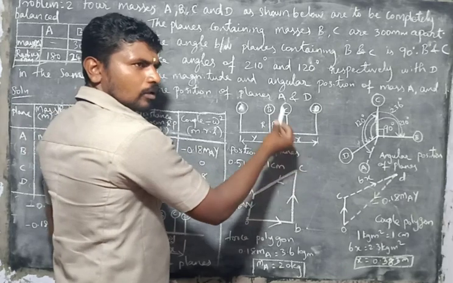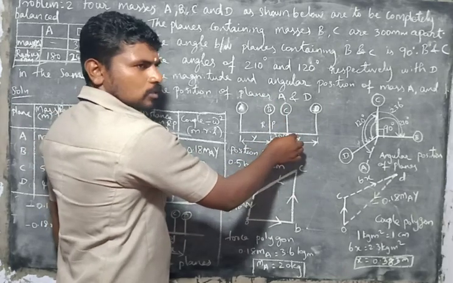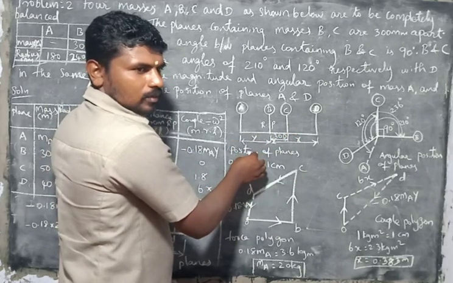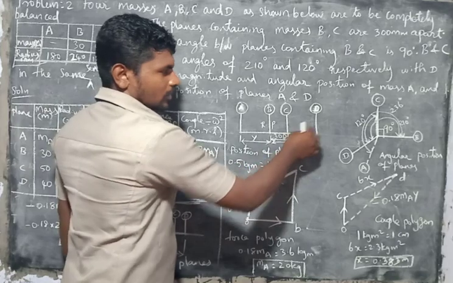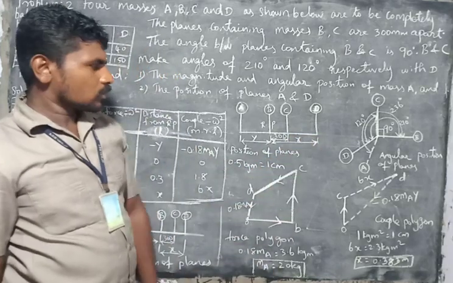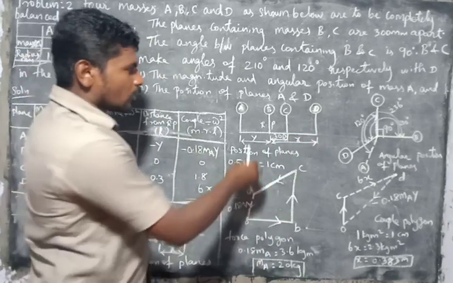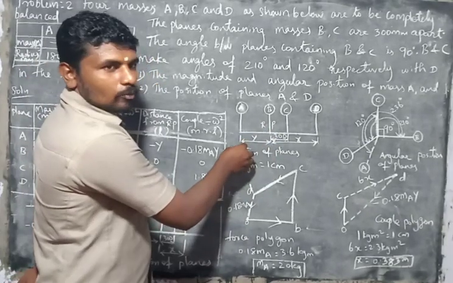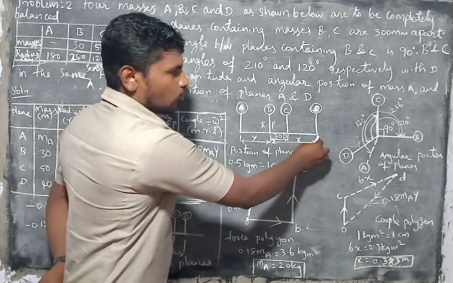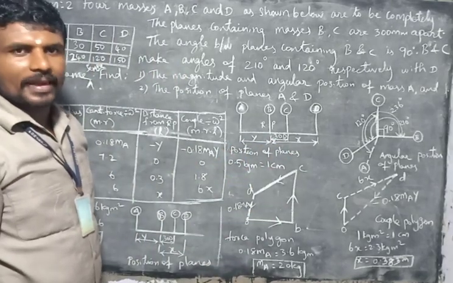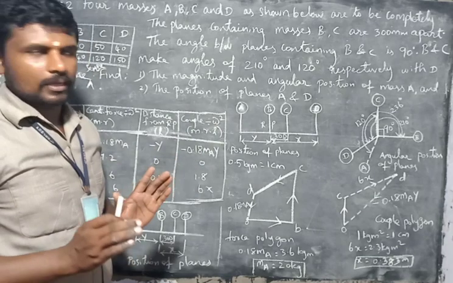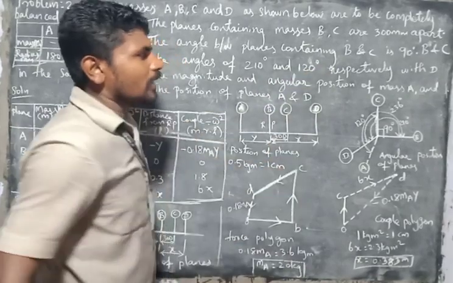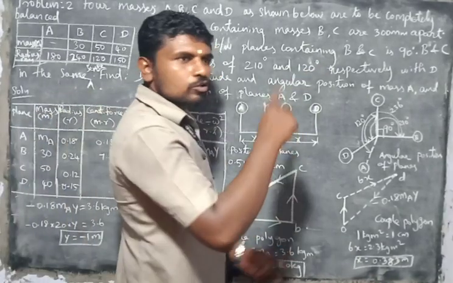Suppose you take the reference plane as C, then you have to mention C to A as some distance and C to D as some distance, right? Here I am going to take the reference plane as B. The distance B to A I am going to consider as Y, and B to D distance as X. Okay, this is the main thing. Then they mention the angle between the planes containing B and C. So the B to C angle is given.